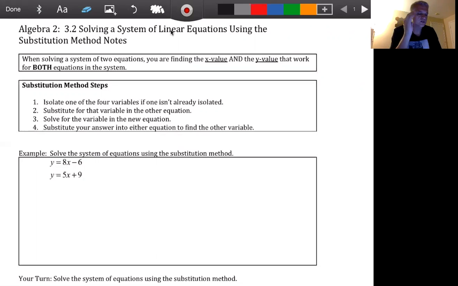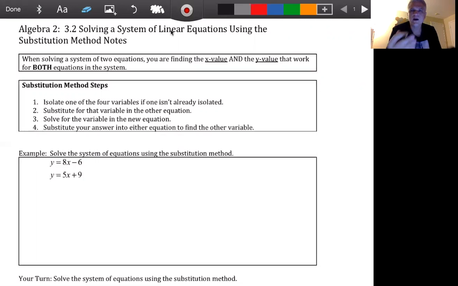Okay, so today we're going to look at doing this algebraically, not necessarily with a graph, and we're going to do this with the substitution method, which you used in Algebra 1. So substitution method, let's take a look right here.